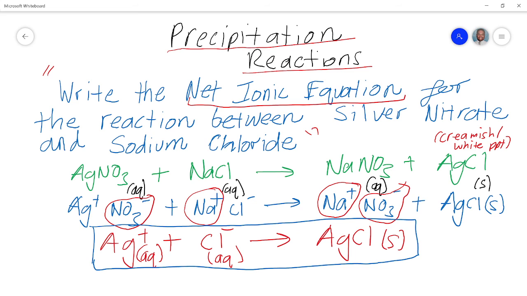All right, so you can see in this reaction we've shown a net ionic equation between two aqueous solutions to form a precipitate.